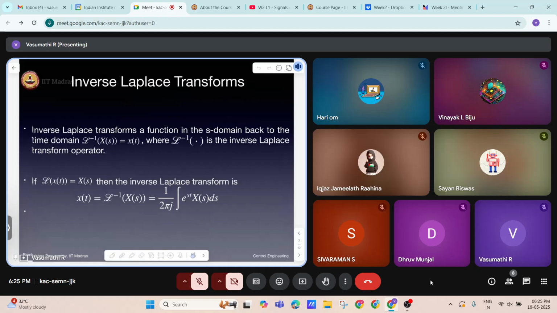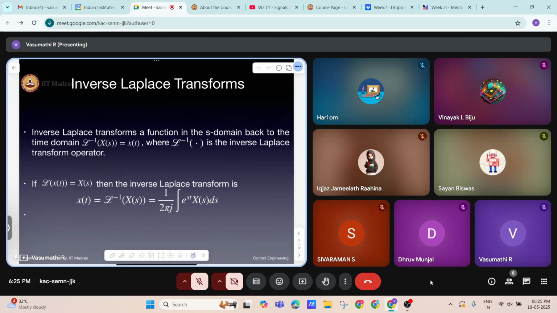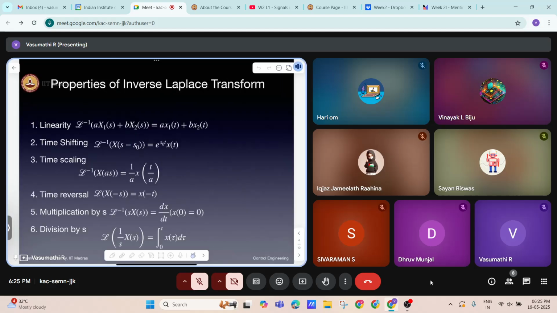There you saw the equation as X of s equals integral 0 to infinity x of t e power minus st dt, right? Here the inverse Laplace transform is represented by 1 by 2 pi j integral e power st X of s ds. Since I couldn't show it, I am just spelling it out.